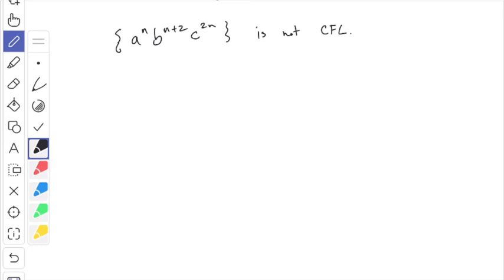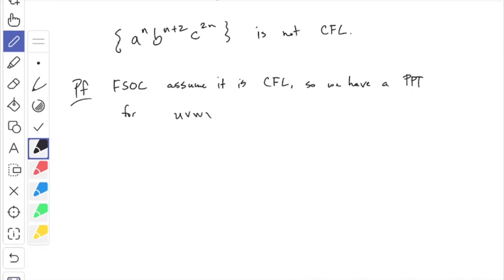So, I have to make a little proof here. I'm going to begin, for the sake of contradiction, by assuming it is context-free. So we have a pumping parse tree for some string u, v, w, x, y, which has to equal a to the k, b to the k plus 2, c to the 2k. And also u, v squared, w, x squared, y has the same form.